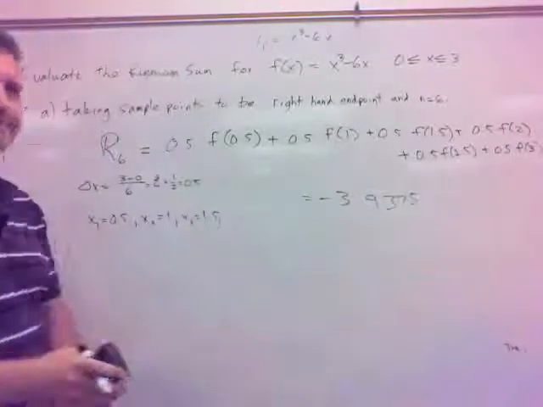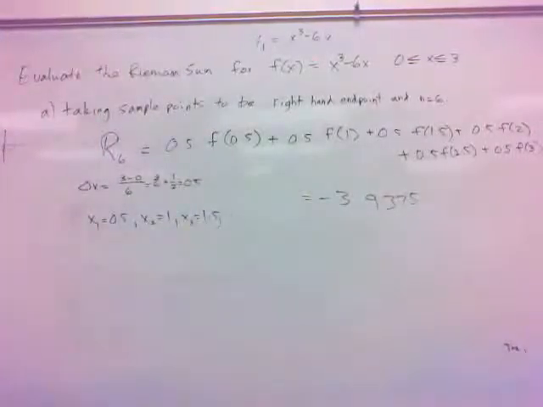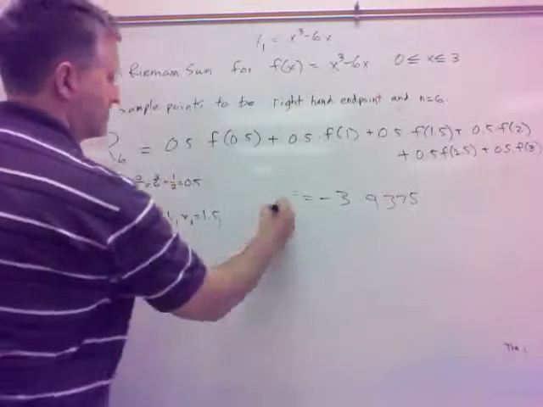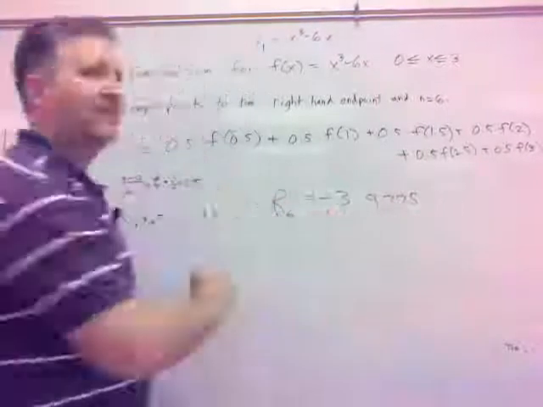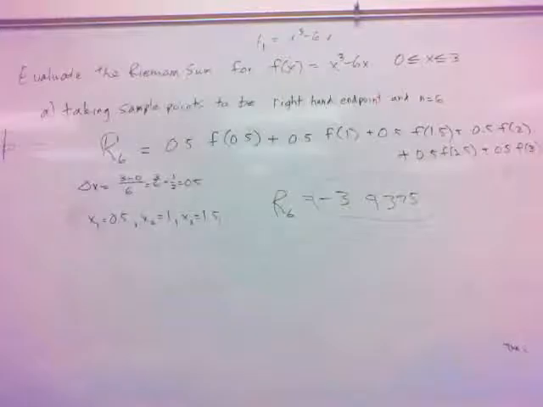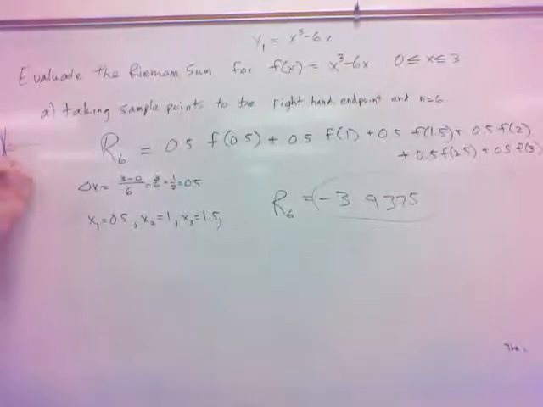Yep, that's what I got too. Negative 3.9375. That's R6. Okay. Let's think about what that means. This is R6. We get a negative value. How can that be? Well, if you look at the function, what does the function look like? It goes up, but then at 0 it comes down here, and then between 2 and 3 it goes across the x-axis.